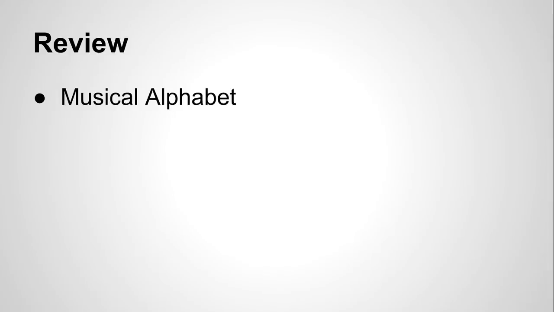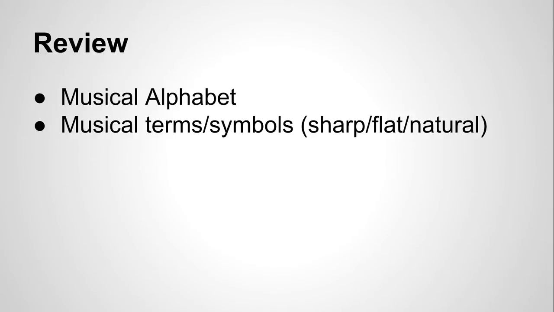We have the musical alphabet, which is A, B, C, D, E, F, G, A, B, C, D, E, F, G, forwards and backwards, and so forth. We also have those musical terms and symbols we learned: the sharp sign, which was higher in music, and it looked like a hashtag; flat, which was lower in music, which looked like a B; and then natural, which meant regular, which looked a little bit like the hashtag without the two corners on it. So those are the terms we learned last time.